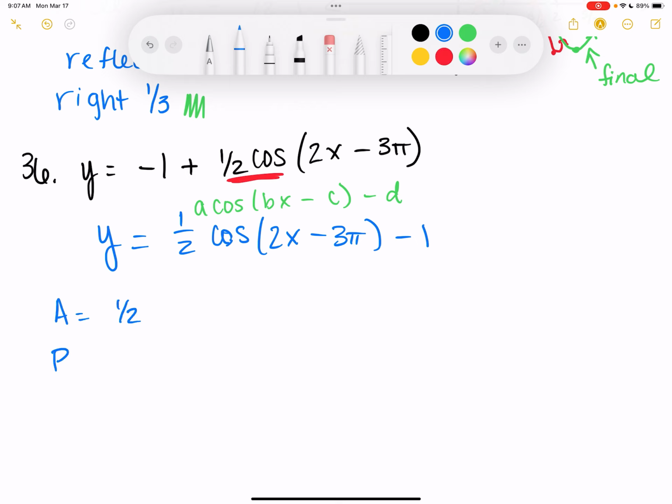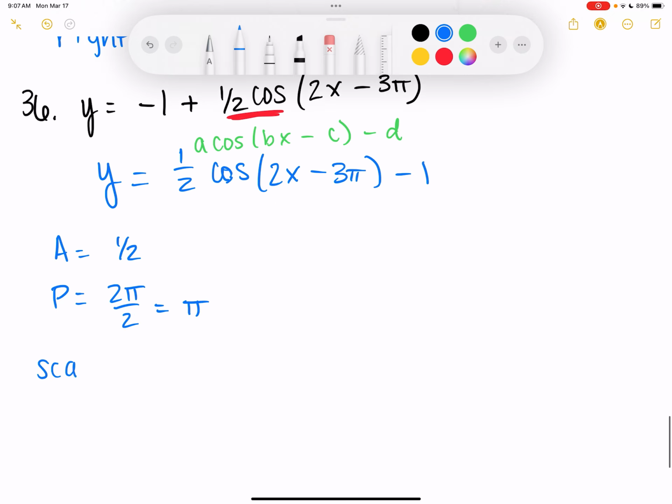Period would be what? 2 pi over 2, which just gives me pi. So then scale, what would be the scale on this one? Pi over 4. Pi over 4. What else is happening to this graph? It's getting shifted down. It is going down. Down 1. What else? It's getting shifted right 3 pi.